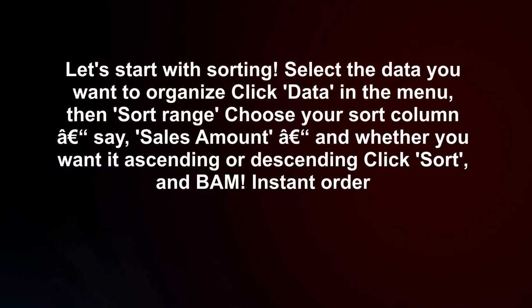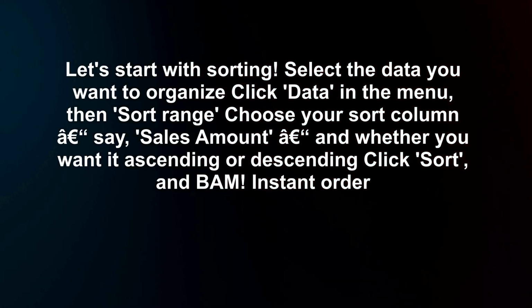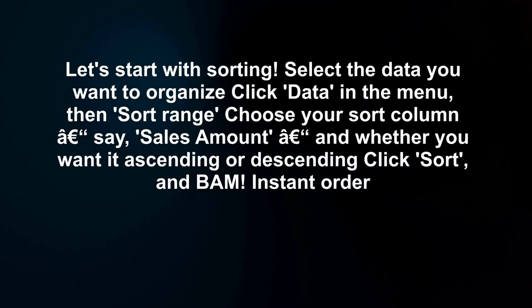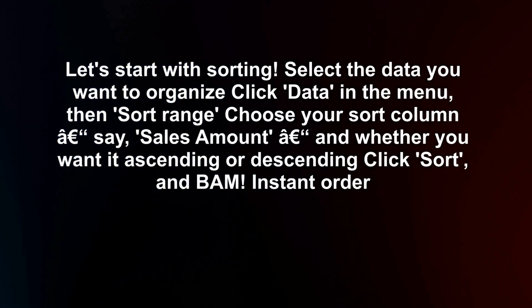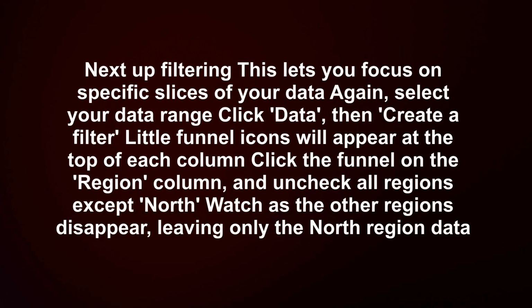Let's start with sorting. Select the data you want to organize, click Data in the menu, then Sort Range, choose your sort column, say, sales amount, and whether you want it ascending or descending. Click Sort, and bam, instant order.